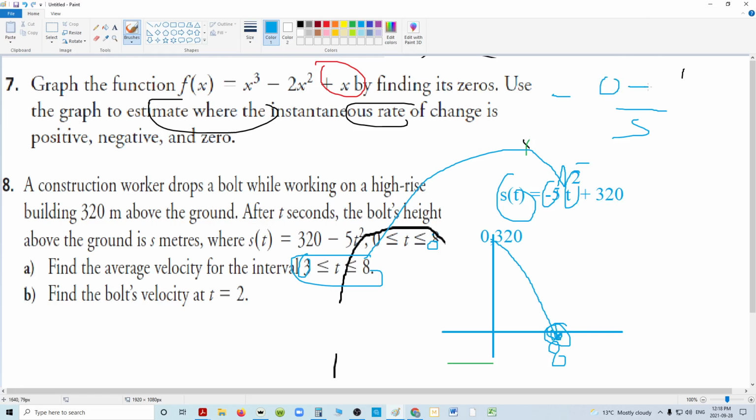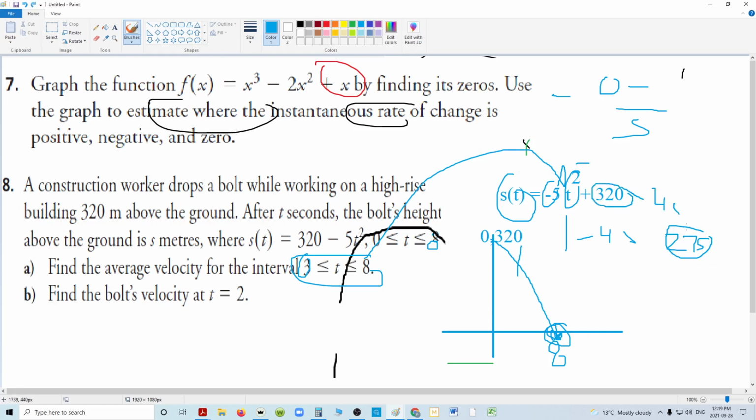So you get 0 minus, what's the height when it's 3? 3 squared is 9 times minus 5 is minus 45, plus 320 is 275. If I subtract 320 from that, I get minus 45. So that's right, it's 275.